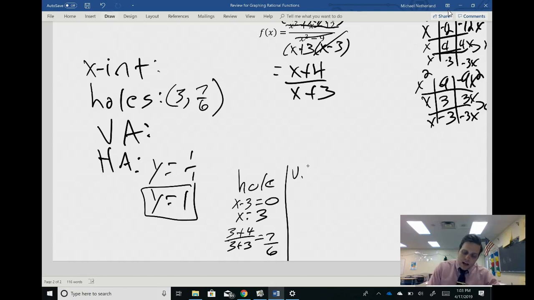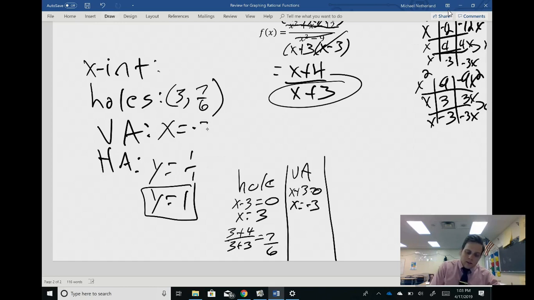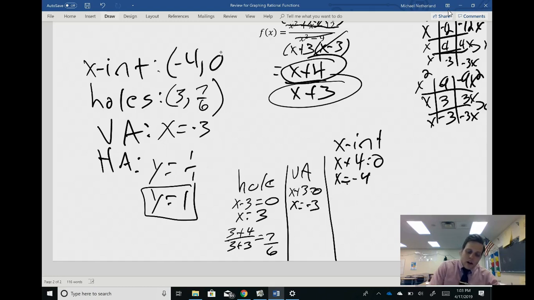To find your vertical asymptotes, you set your remaining denominator equal to 0. So x plus 3 equals 0. So x equals negative 3. So my vertical asymptote is x equals negative 3. To find your x-intercepts, you set your remaining numerator equal to 0. So you get x equals negative 4. And you know that every time I cross the x-axis, the y value is 0. And we're done.